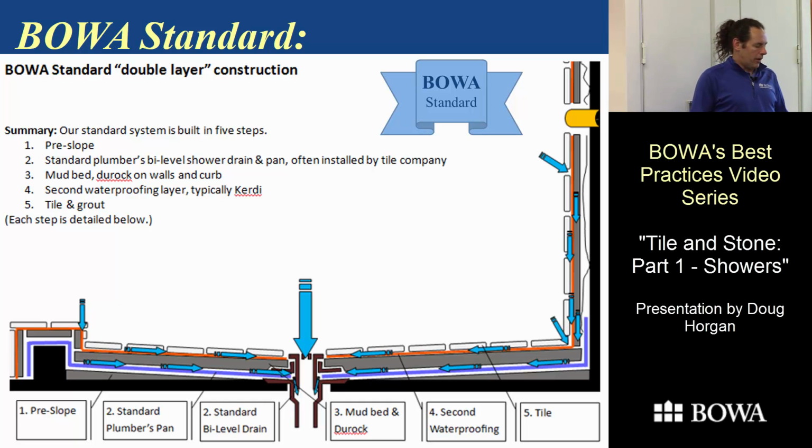I will end up going through each part, but you can see at the bottom we start with sloping underneath the pan material. Then we put in a waterproof plumber's pan. We use that terminology because it's the standard terminology that's been used. It's actually a piece of flexible membrane. Then we put in the tile setting materials, which is mud on the floor and Durock on the walls. Then we waterproof over top of that in the key areas. And that's really the key thing, to waterproof over top of the curb, the benches, the knee walls, all that stuff. And then we put the tile on top of all that.